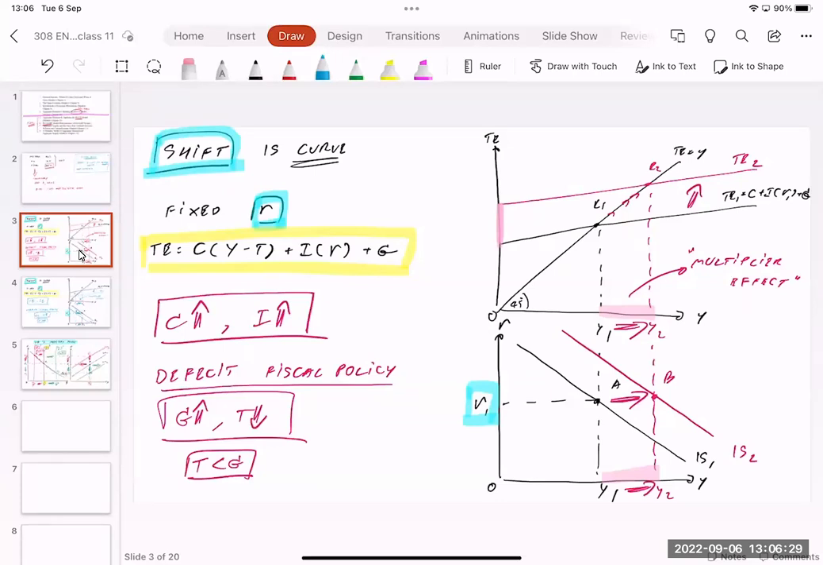How much GDP increases depends on the multiplier effects. We already covered this in the midterm exam. If you have forgotten where the multiplier effects come from, go back and study the previous chapter.